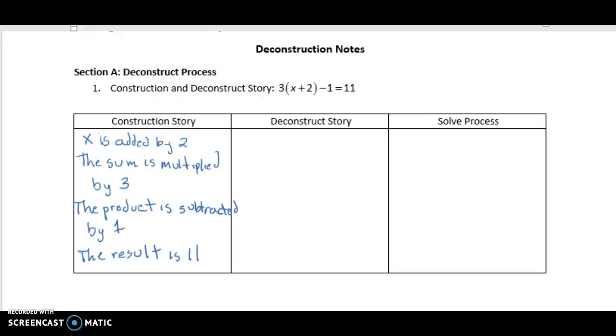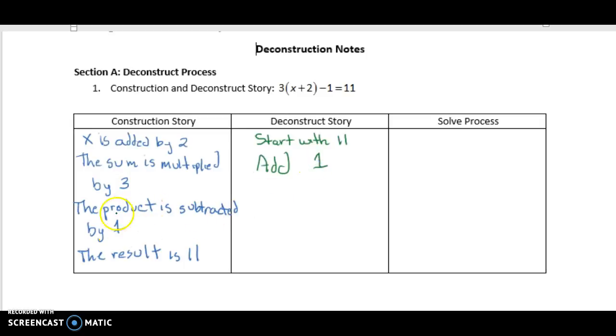So when we begin our deconstruction story, we're undoing what we did in order for the construction to occur. So we start with the result. In this case, the result is 11. So we start with 11. And because we're moving up this list of things, instead of subtracting, to deconstruct subtraction, we are going to add. And we're going to add the value of 1.